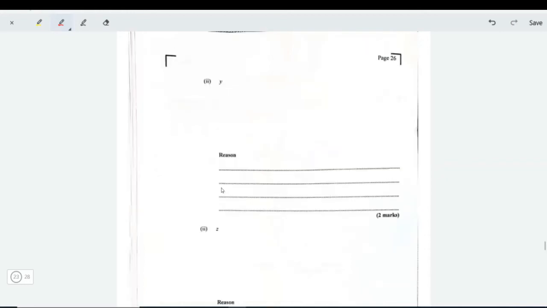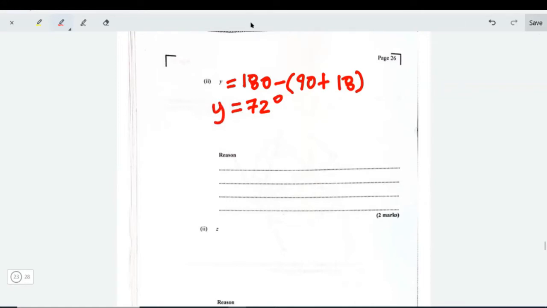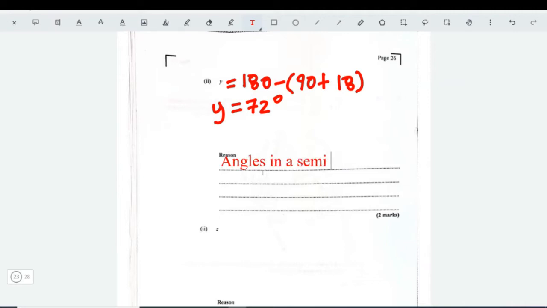So we know that y is equal to 180 minus the other two angles that we know, which is 90 plus 18. So 90 plus 18 is 108. 180 minus 108 is 72 degrees. So that's angle y. The reason for it is that angles in a semicircle sum to 180 degrees.